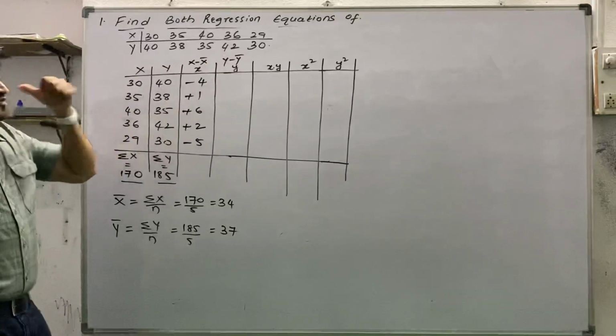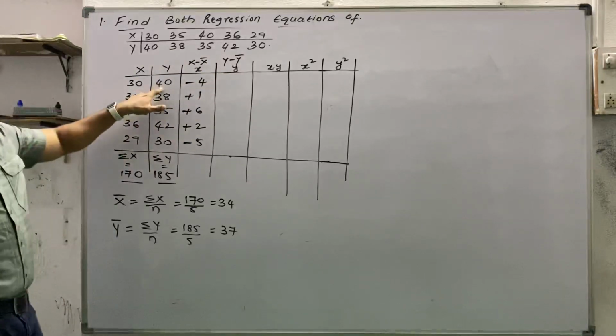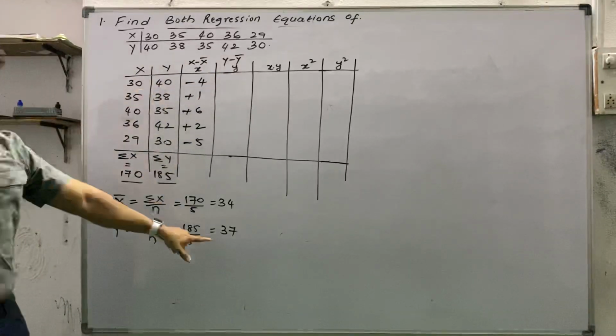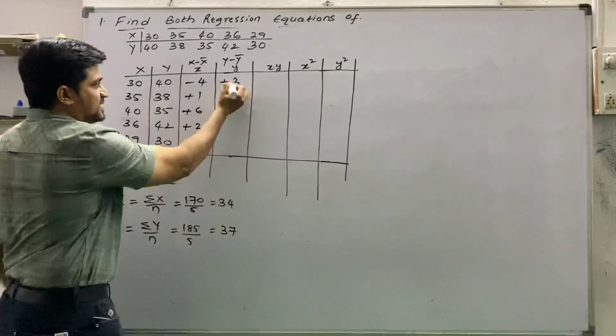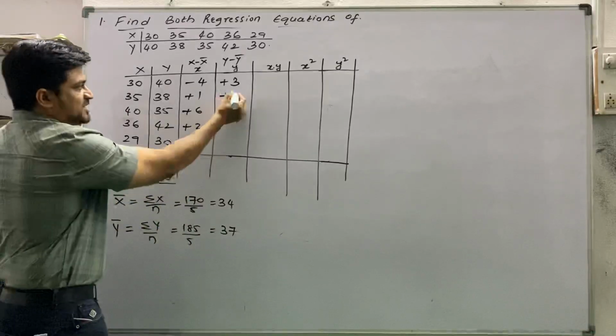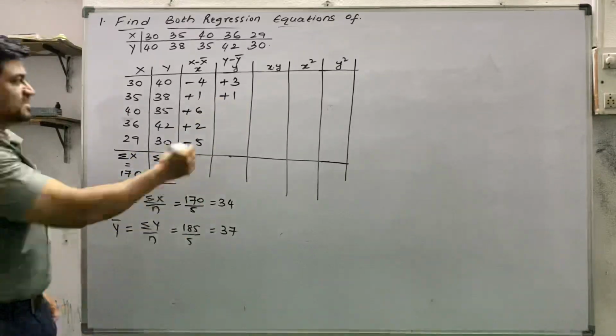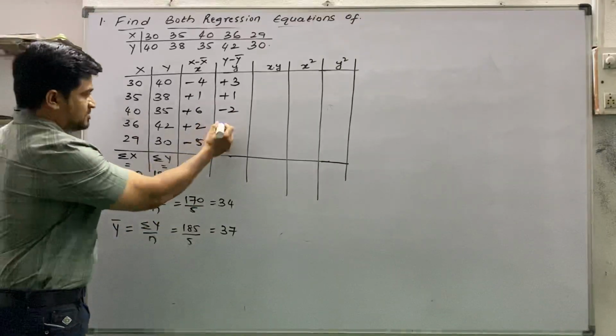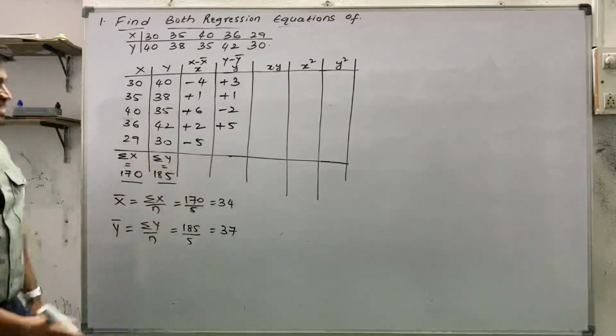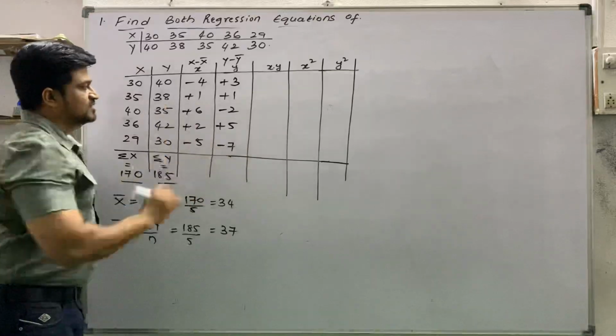Small y, variable small y is y minus y bar. Y bar is 37. 40 minus 37, you will get positive answer, plus 3. 38 minus 37, plus 1. 35 minus 37, minus 2. 42 minus 37, plus 5. 30 minus 37, minus 7.